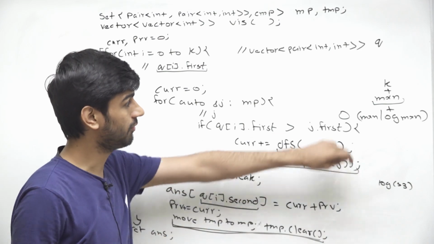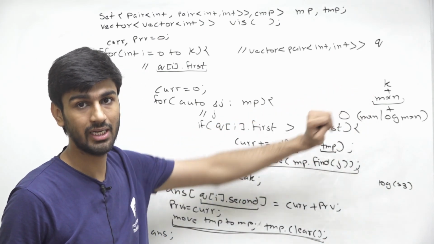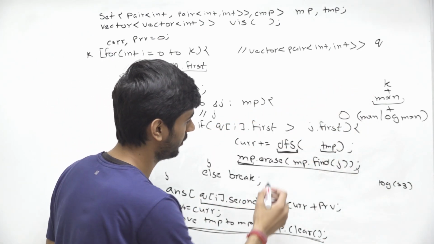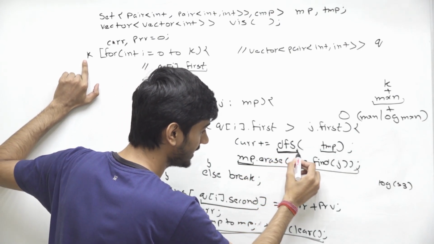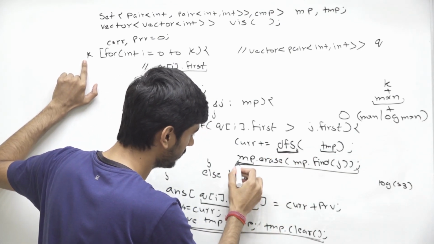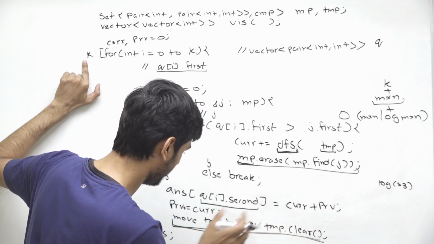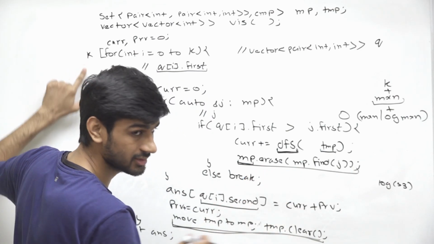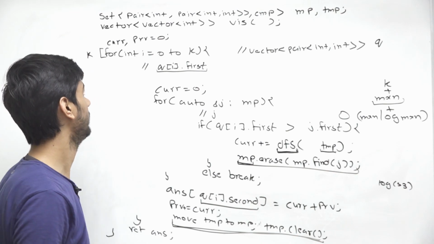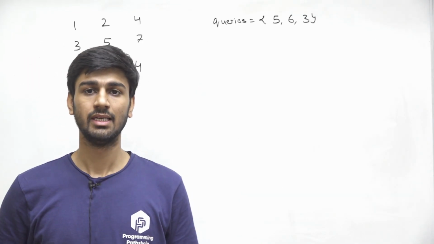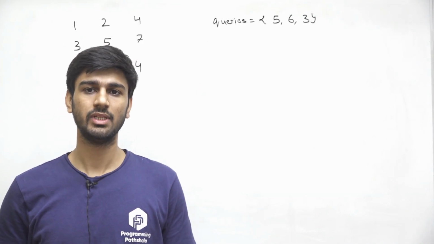Now why did we get addition here? Why didn't we multiply this? The reason is simple: irrespective of the value of k, we know the total number of operations that will be done by this DFS, and we also know the total number of operations that will be done by this map, like these deletions and these insertions, right? So that's why we are adding these values. So that was one of the ways to go about this problem.